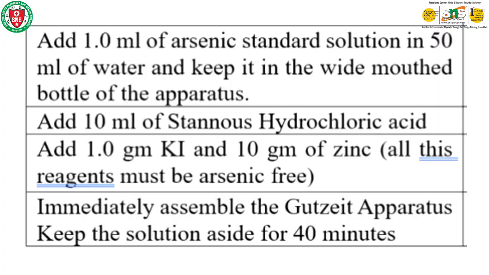So, like in the previous limit tests, we are going to do the procedure for the test solution as well as the standard solution. We are going to take two Gutzeit apparatus. One is to be labeled as test and another is to be labeled as standard. Inside the flask, we are going to pour our sample for the test solution and the standard for the standard solution. Then we are going to add our reducing agents inside the flask, and keep it aside for nearly 40 minutes, because that is the time it takes for the formation of arsine gas. The arsine gas will then react with our mercuric chloride paper to produce a yellow stain.